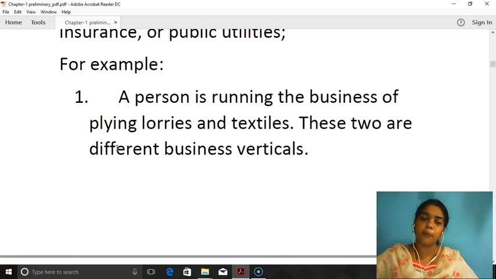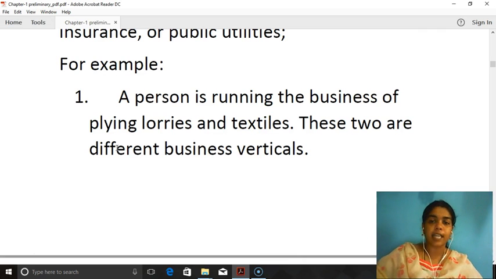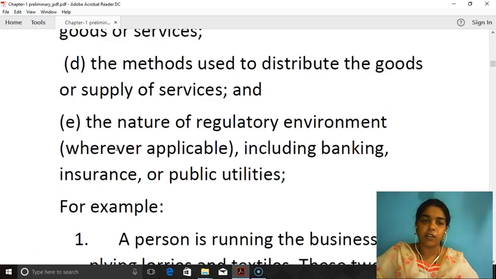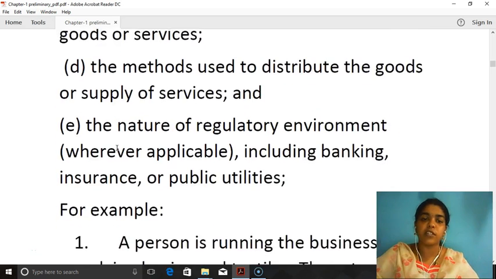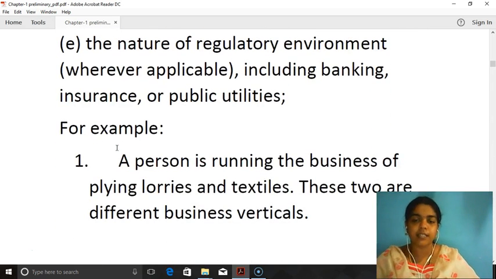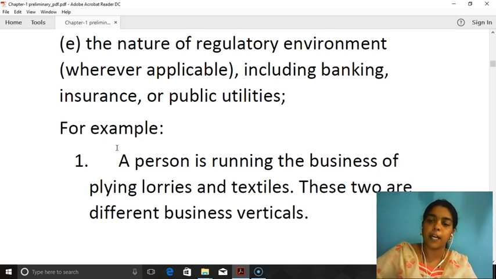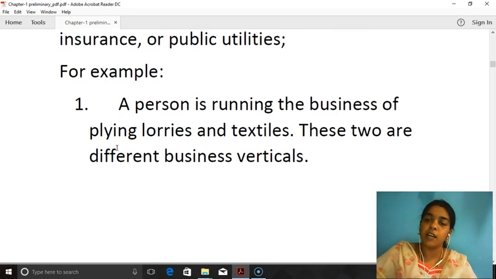The type of customers for plying lorries and the type of customers for textiles are both different. The production process for textiles is different from that of plying lorries. The method of distributing the goods in case of textiles is different from the method of supplying services in case of plying lorries. So both are poles apart, and therefore both can be called separate business verticals of a particular person.